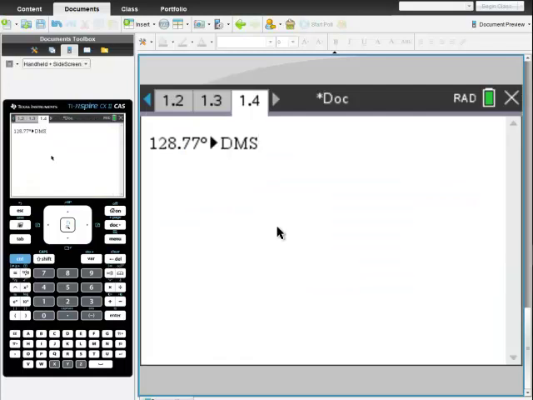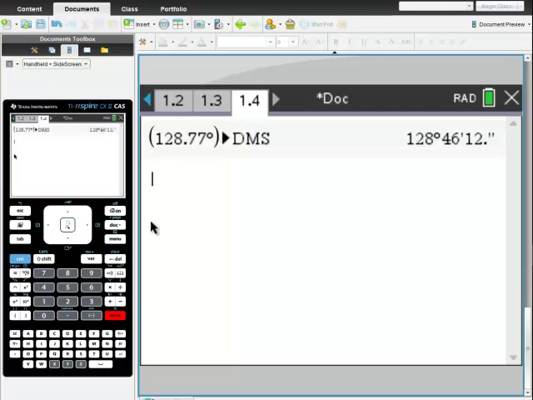Right, so this is what I have. This is what it should look like on your screen. And then when I hit enter, this is what we expected, right? 128 degrees, 46 minutes, 12 seconds. So I guess we could do one more just for whatever.